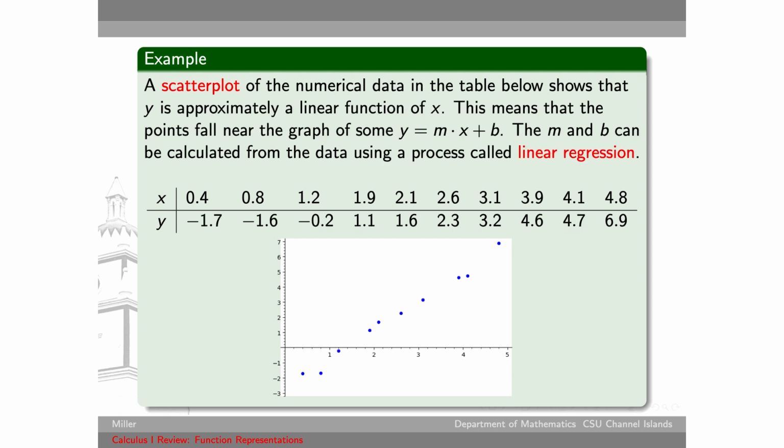A scatter plot of the numerical data in this example shows that y is approximately a linear function of x. This means that the points fall near the graph of some y equals mx plus b. The m and b can be calculated from the entire dataset using a process called linear regression. Pause the video and convince yourself that the data is not exactly a line.